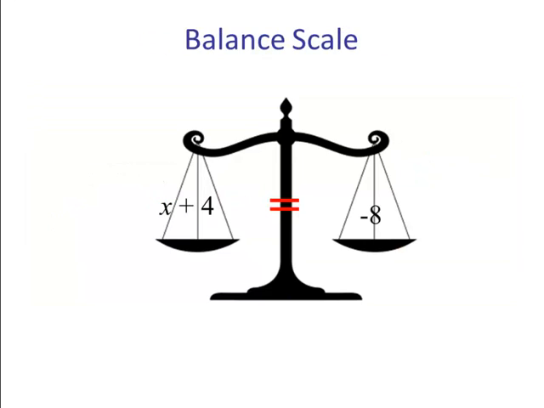Now why is that the case? Well, if we look at this visual, we can think of an equation as a balance. The left-hand side is equal to the right-hand side, so it's balanced. So if we do something to this side of the equation, we have to do it to this side of the equation so it will stay balanced.